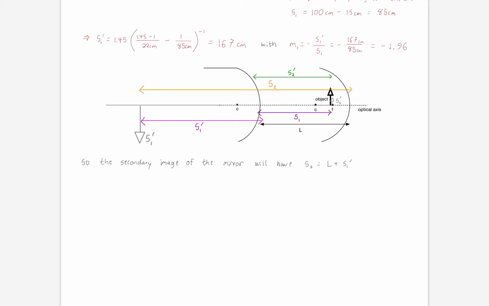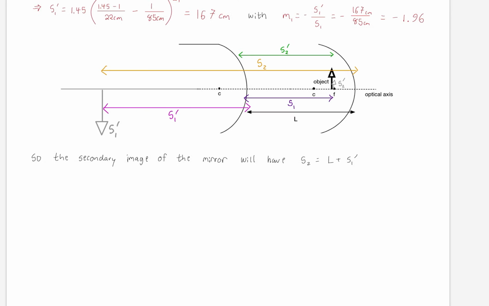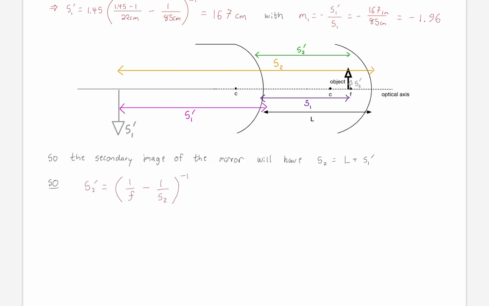So the secondary image of the mirror will have S2 equals L plus S1 prime. All right, so that's this really long S2. All right, and then we can go ahead and find S2 prime, and we find that it's 14.2 centimeters.